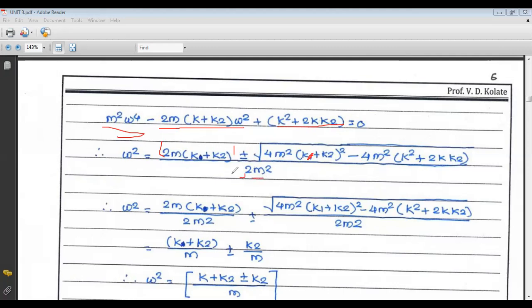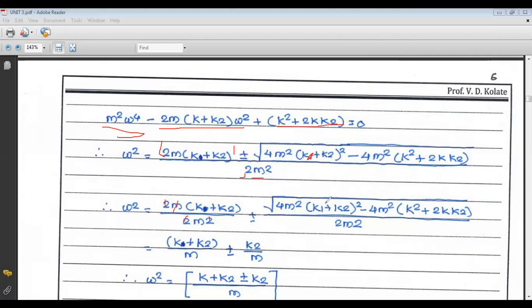So 2m (k plus k2) divided by 2m square plus or minus square root of 4m square (k plus k2) square minus 4m square (k square plus 2k k2) upon 2m square. So this 2 gets cancelled, this m gets cancelled. So the remaining term is (k plus k2) upon m plus or minus.